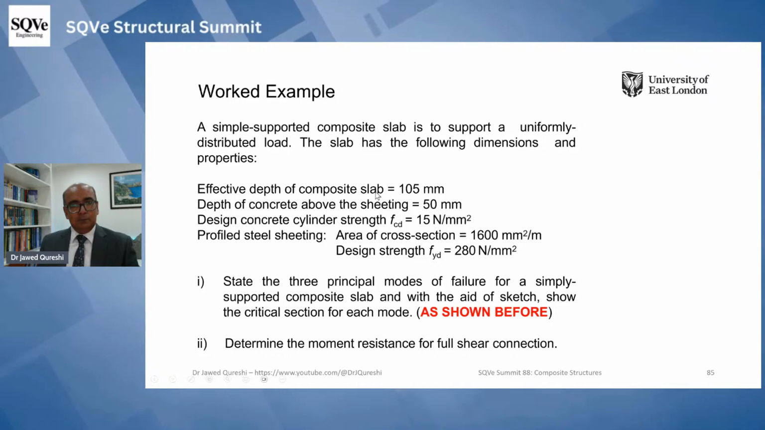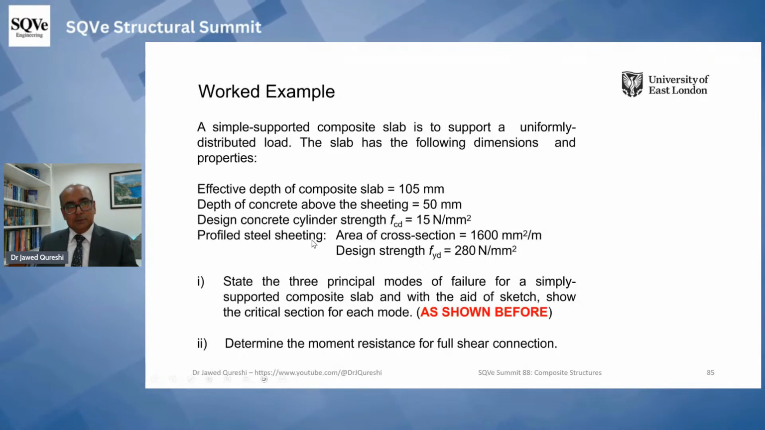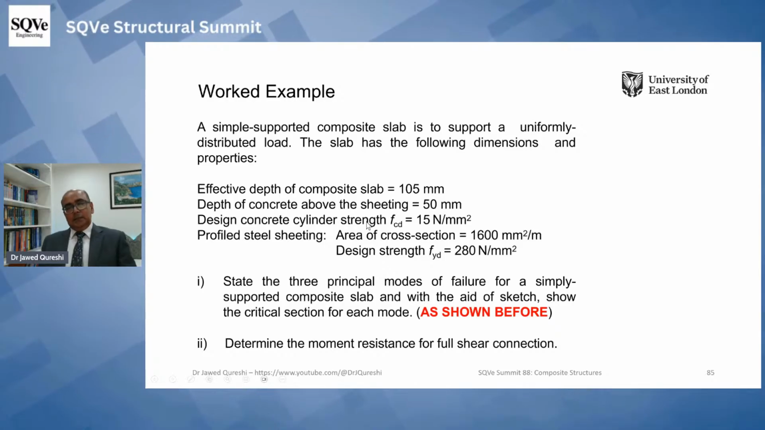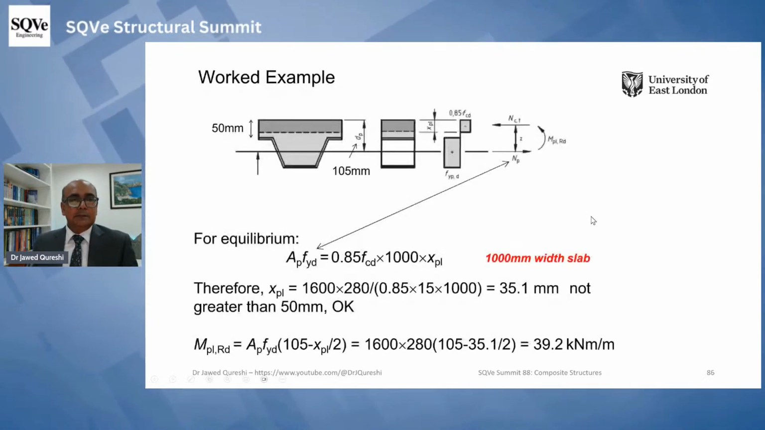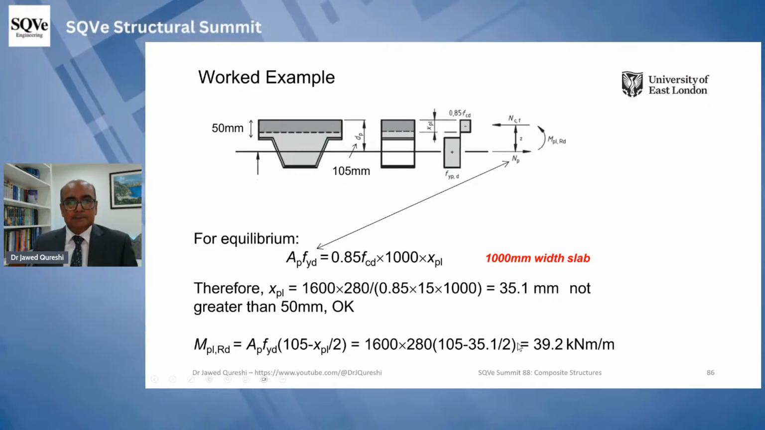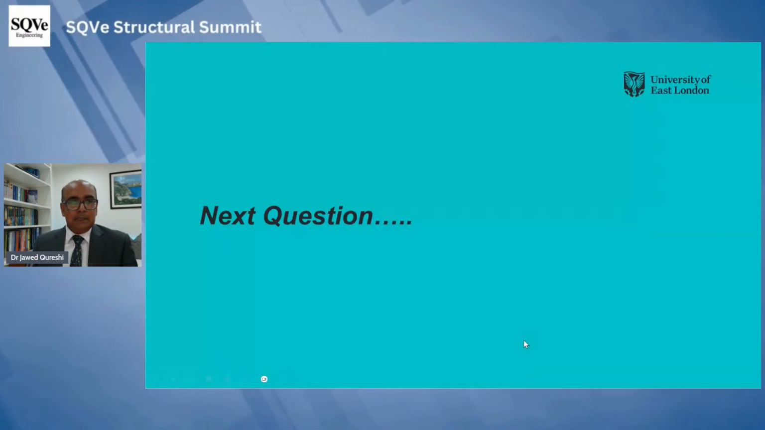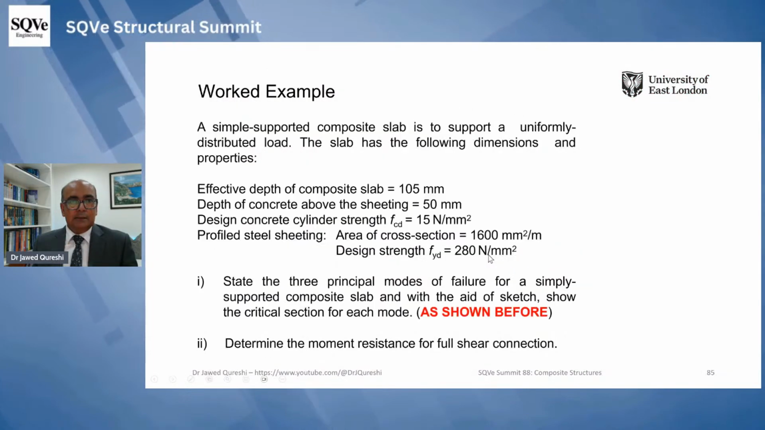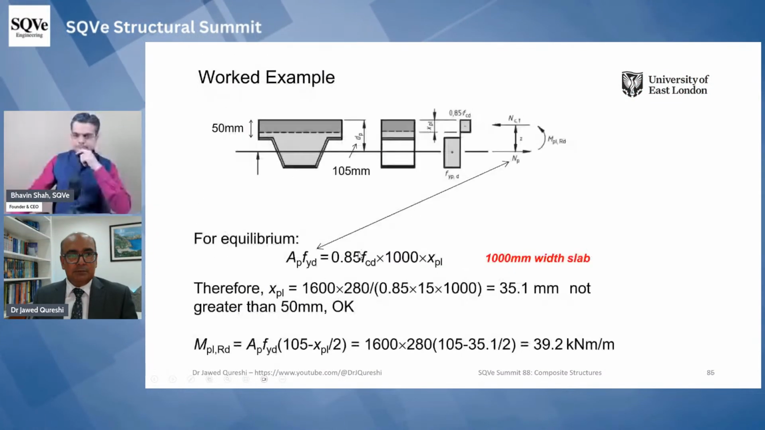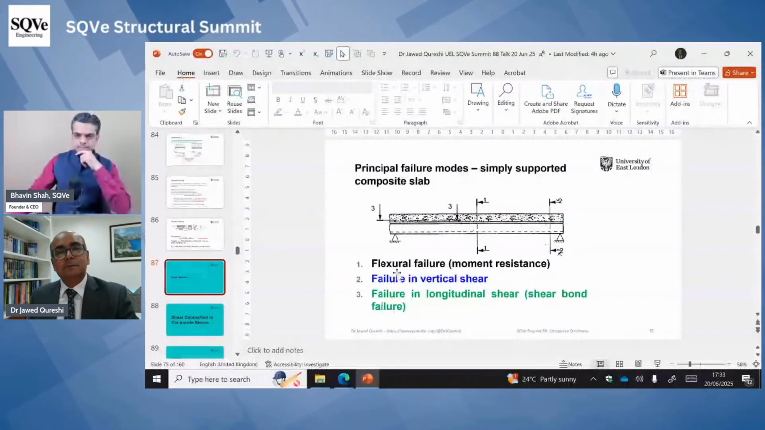And then we have a worked example on how we use these m-k values, but I will not go into details of this example. You will have slides, you can go through it yourself. We work out M_pl,Rd first, and then we work out vertical shear resistance as well, and then we work out longitudinal shear resistance. I will go to the next question. Thank you.